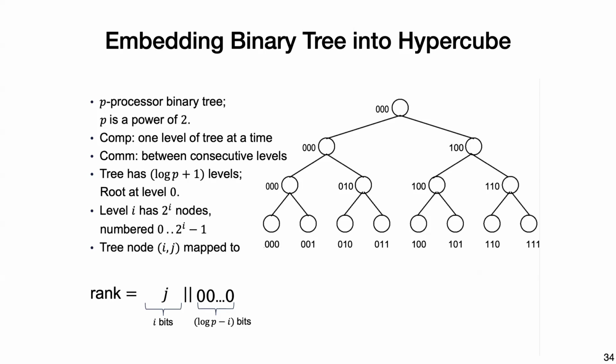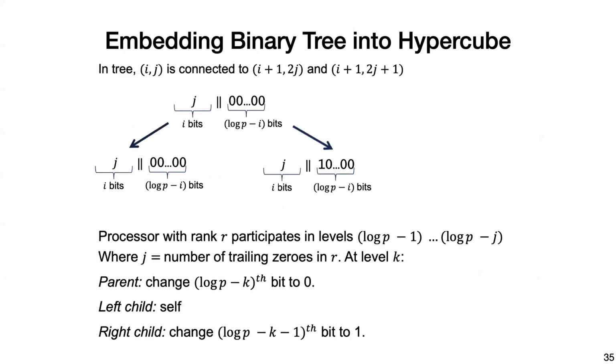They're all going to be unique, because the upper bit is set by i, which is defined by the level, and the lower bits are just ordered left to right. So the rank overall would be j in the upper bits, and then zeros in the rest. Then in the tree, you just get this: the upper bits are the same, but you set 1 in the highest one of the lower bits.